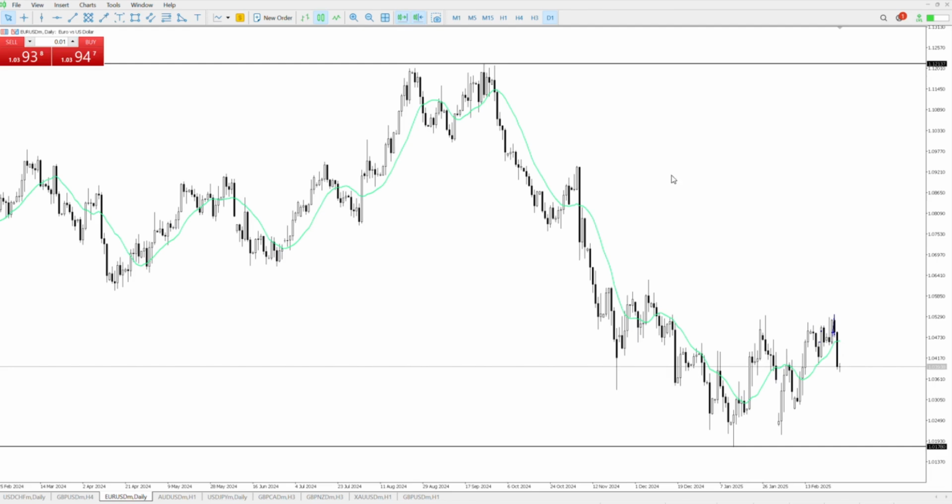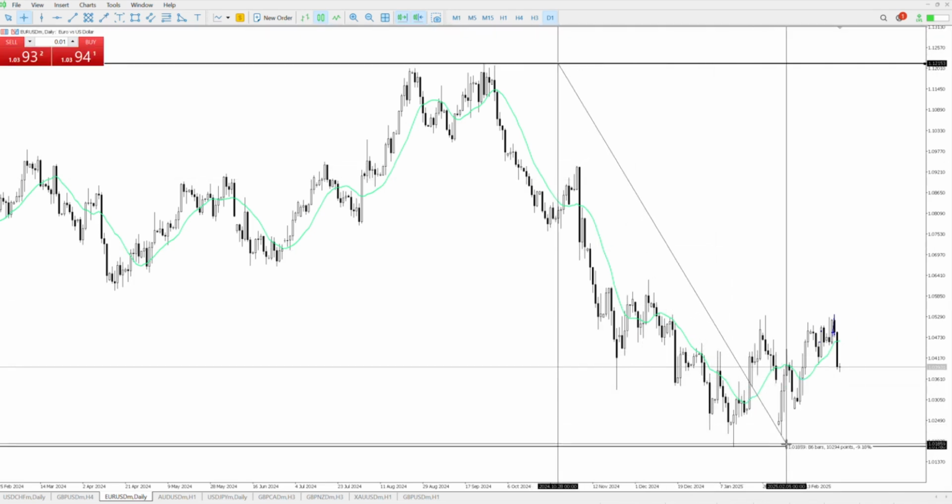Now the first thing we're going to do is to highlight the highest price that price has gotten to on the daily time frame, and also the lowest price. We can see from here that the highest point price got to is at this point, it is 1.12137, and the lowest point price got to is 1.11180.